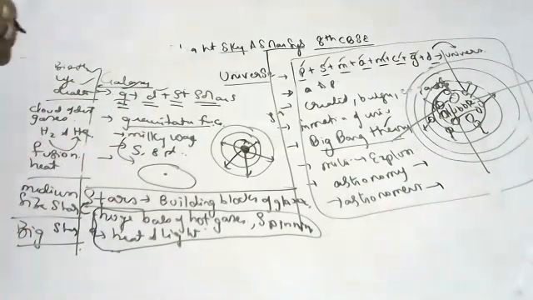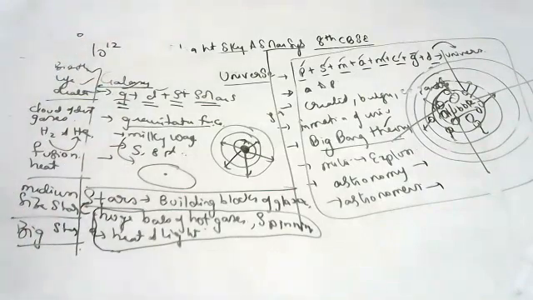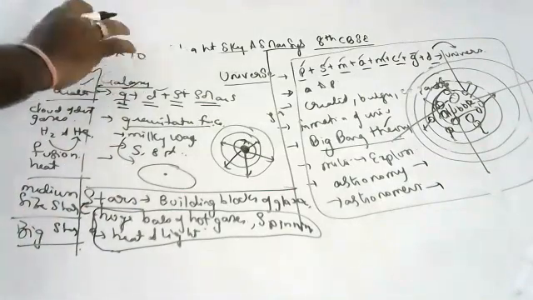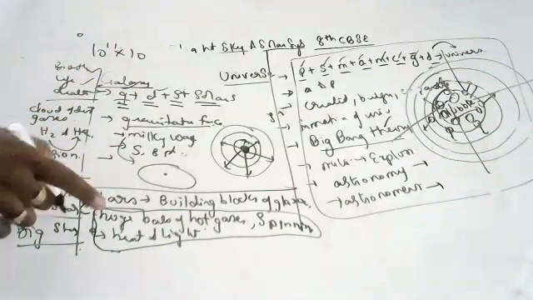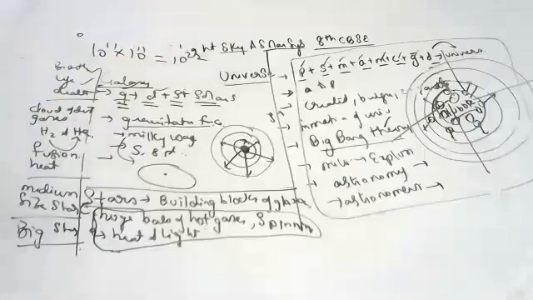Actually, there are so many stars, children. How many stars are there? 10 to the power of 12 galaxies are there. In each galaxy, 10 to the power of 11 stars are there. Totally 10 to the power of 22 stars are there, children, in our universe.